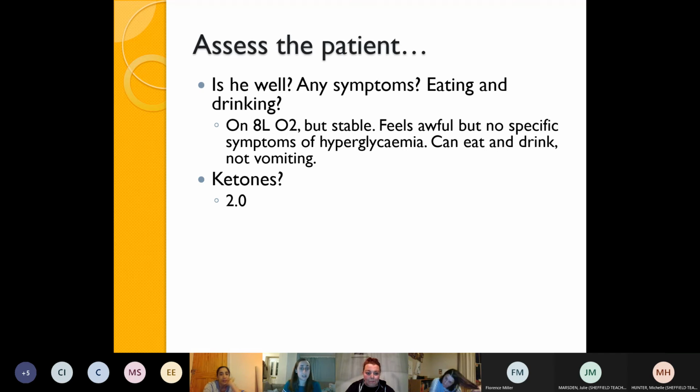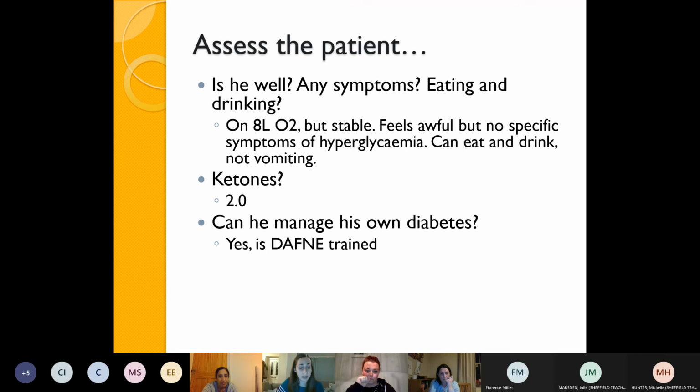So if he is acidotic, it'll be for some other reason. He may well be going into type 2 respiratory failure, or he may have a lactic acidosis. So we may want to do a VBG or an ABG, because he's on 8 litres of oxygen, if he's not already had one. But from the diabetes point of view, he isn't in DKA, and these patients can actually be managed just with subcut insulin.